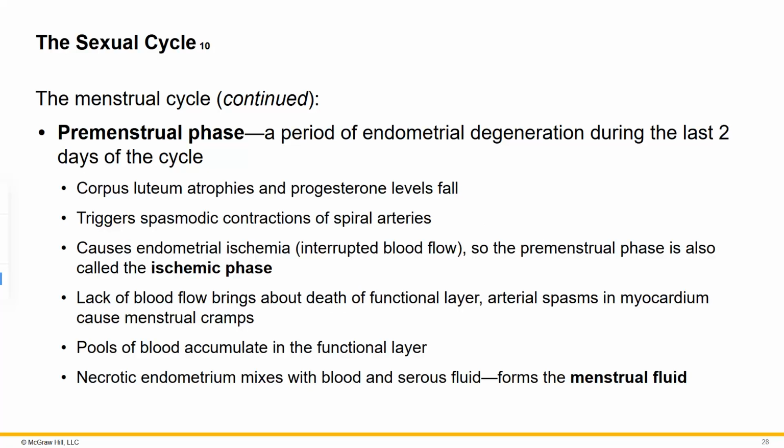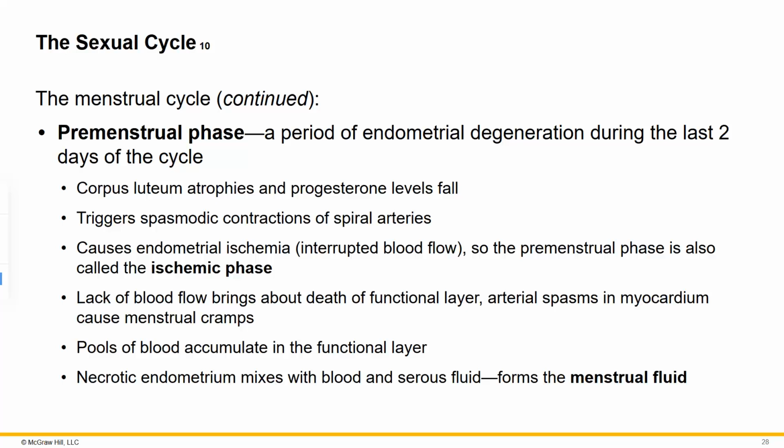The premenstrual phase is a period of endometrial degeneration during the last 2 days of the cycle. The corpus luteum atrophies and progesterone levels start to fall. It triggers spasmodic contractions of the spiral arteries, causing endometrial ischemia, or interrupted blood flow, so the premenstrual phase is also called the ischemic phase. Lack of blood flow brings about death of the functional layer.